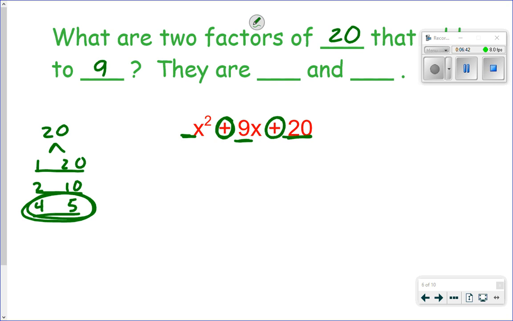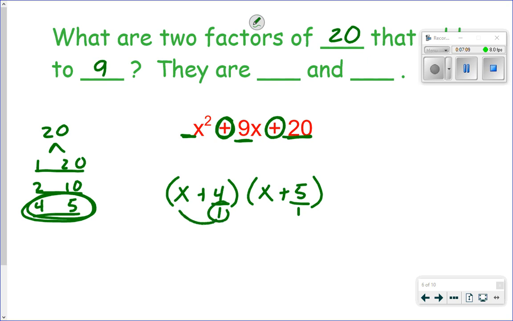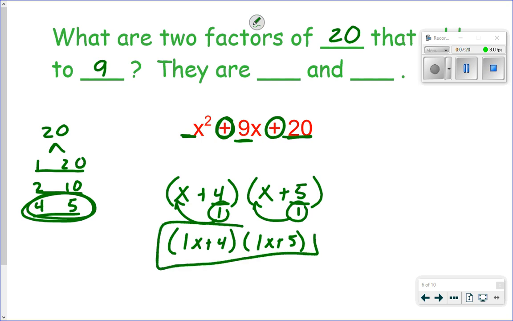And then it says write out your answers as binomials. So that means I'm going to have my parentheses here, always filled in with a variable. So x and x. And then I've got positive 4 and positive 5. That was my pair that I got. And then it says divide the numbers inside by a. So I'm going to divide by 1. And then it says move that denominator out in front of x. So this is going to be 1x plus 4, 1x plus 5. And that completes our answer.